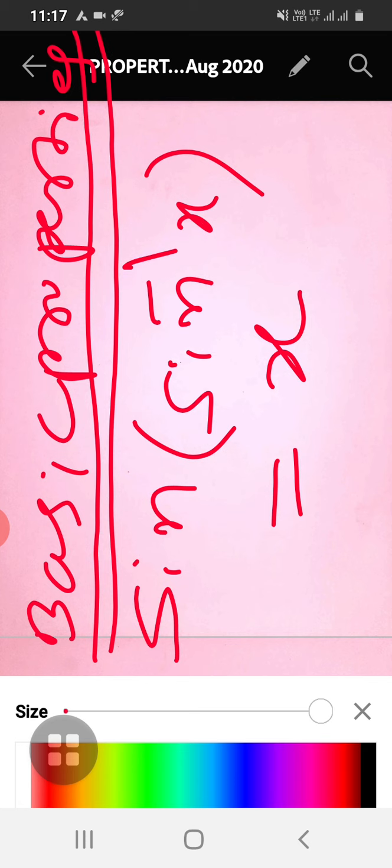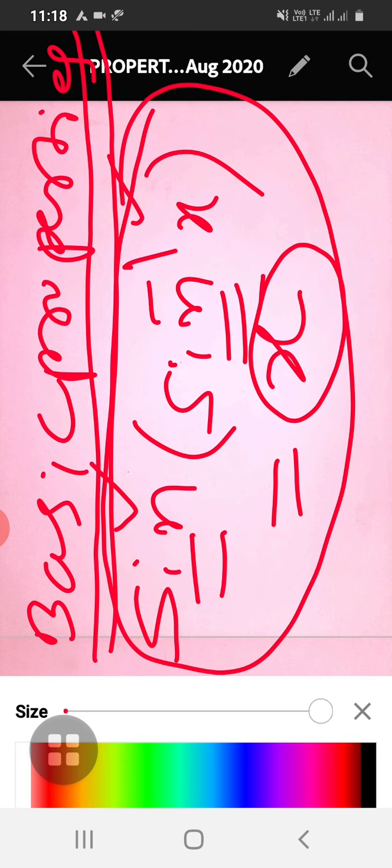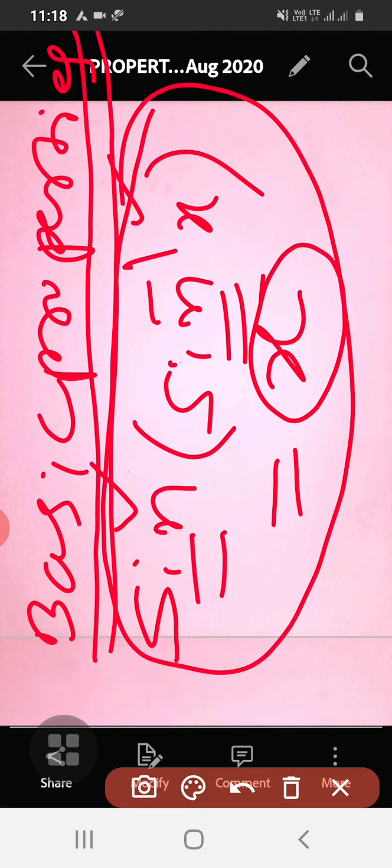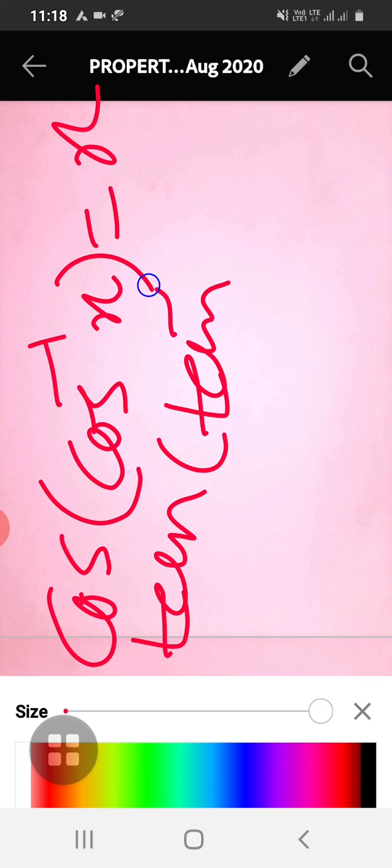The meaning here is, there is a trigonometric function outside the bracket and inside the bracket an inverse trigonometric function. Observe this, sine and sine inverse. If it is like this, then they are inverse to each other, and we can write only the angle. Sine of sine inverse x is equal to x. Similarly, you can write the next ones on your own. Cos of cos inverse x is equal to what? x. Then tan of tan inverse x is equal to x.